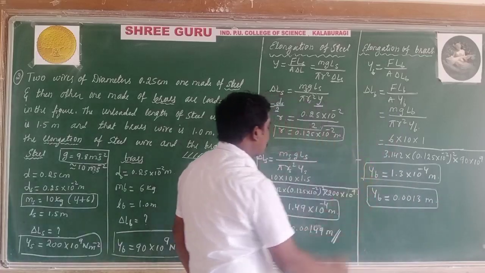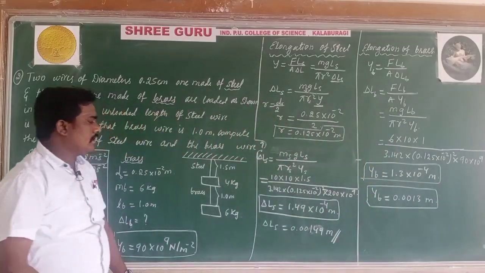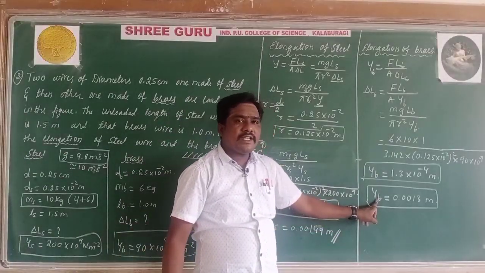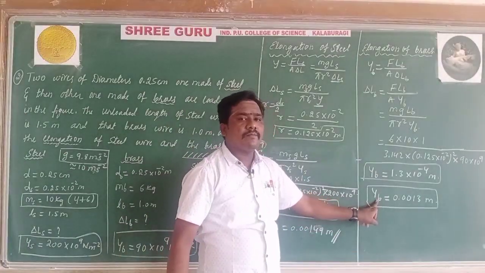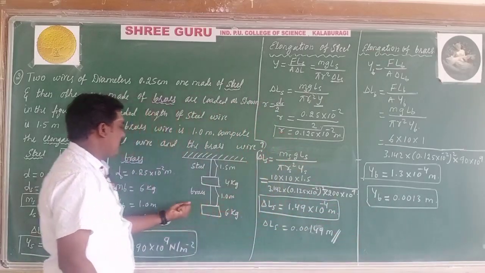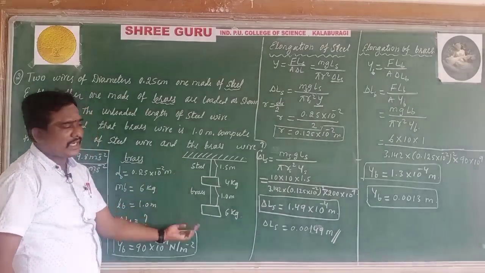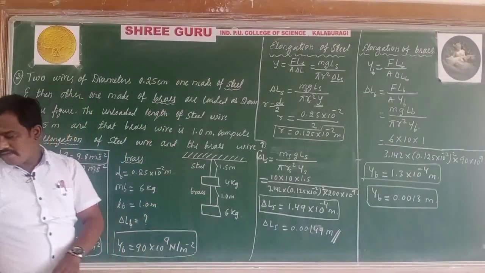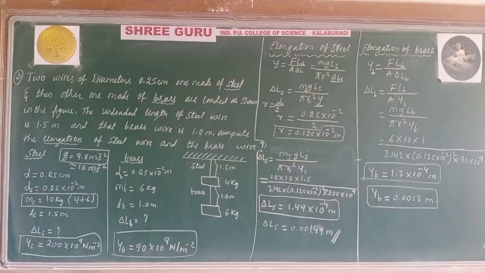This is also a very small elongation, and this is more as compared to this. Why? Because steel is more elastic than brass. A very small force is acting on the steel rod, the elongation is more, and the restoring force is also more. This is the final answer for this numerical. Please note these down.